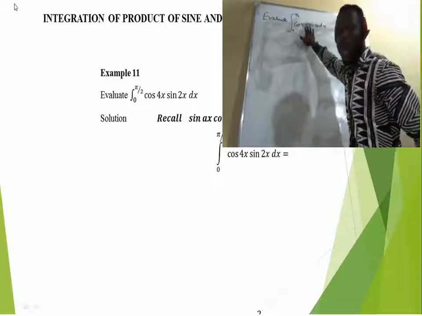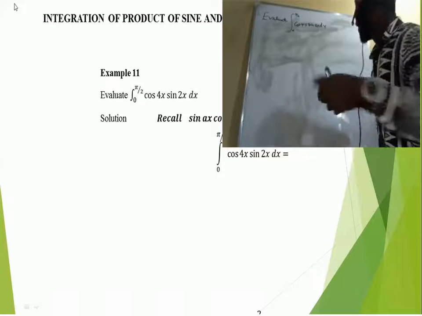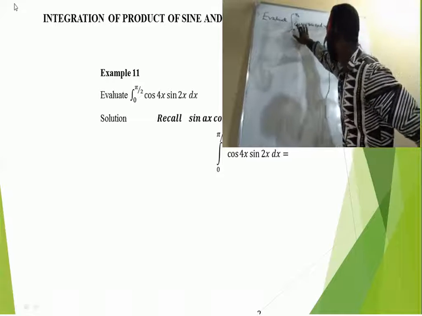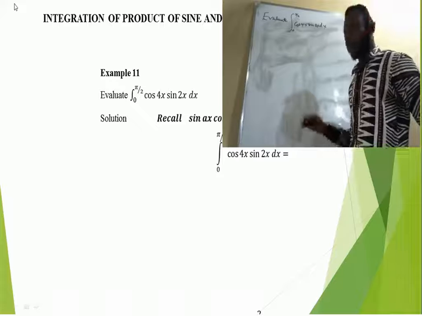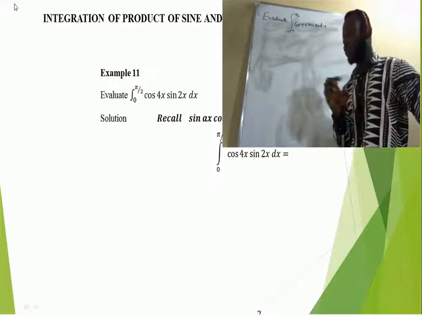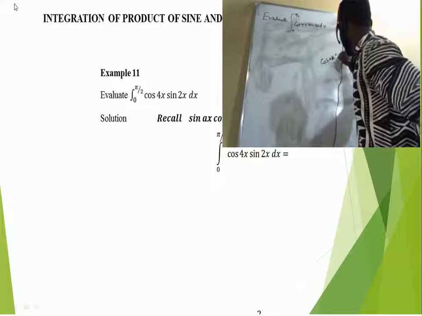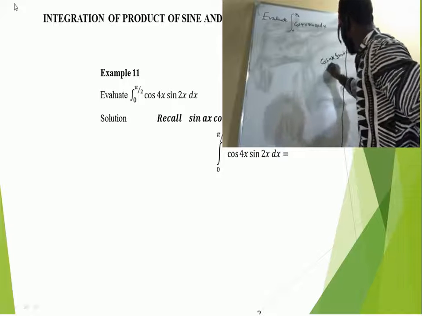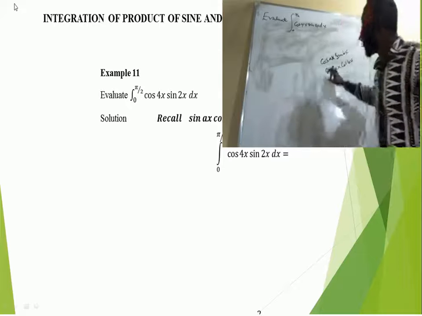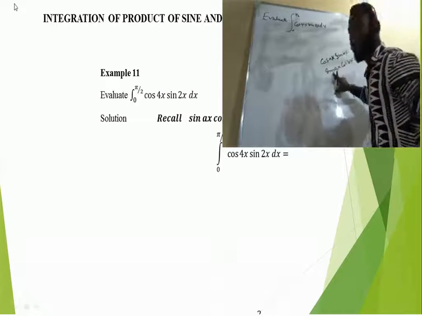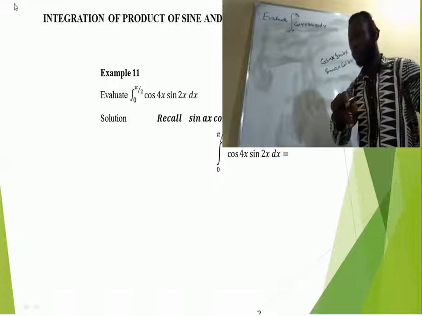Then the appropriate recall to use here is on our screen. Since we have sine A cos B, or cos A sine B, we use the same formula on the screen. Either cos is coming first or sine is coming first, you have to use this one we have on the board. Any question on that?